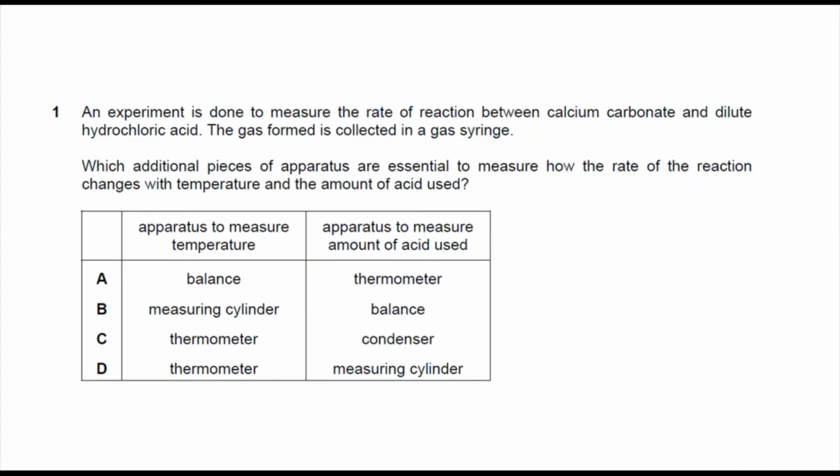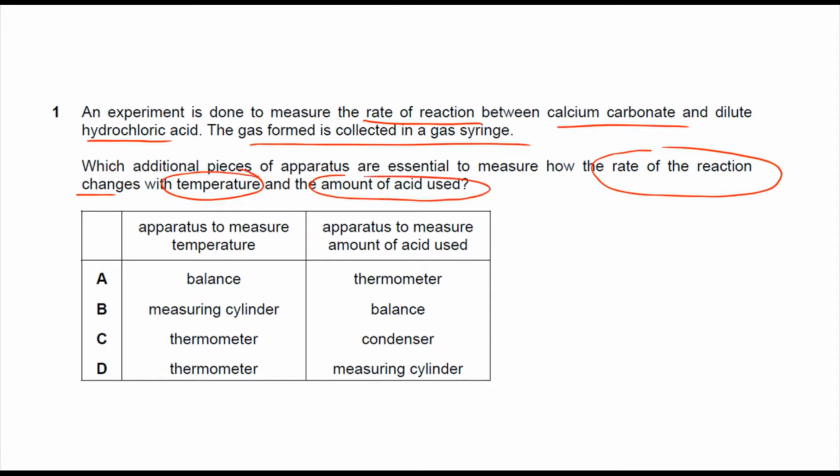Question number 1. An experiment is done to measure the rate of reaction between calcium carbonate and dilute hydrochloric acid. The gas formed is collected in a gas syringe. Which additional pieces of apparatus are essential to know how the rate of the reaction changes with temperature and the amount of acid used? सबसे पहले तो it should be very clear to you what do we mean by rate.